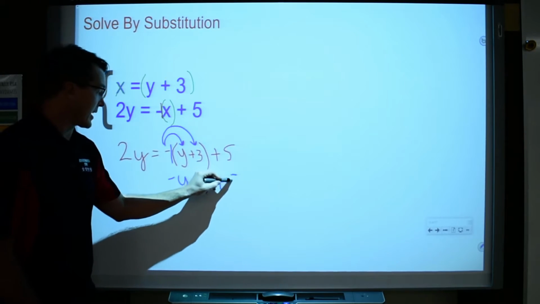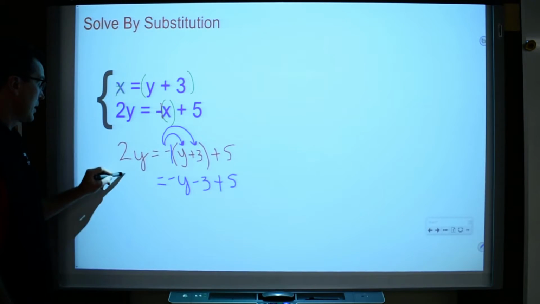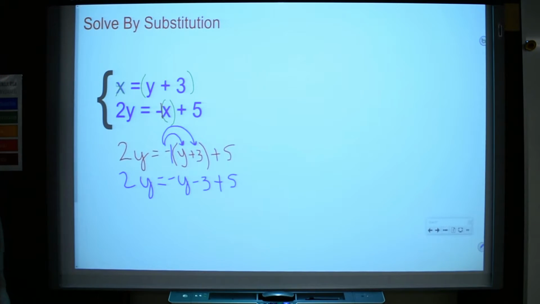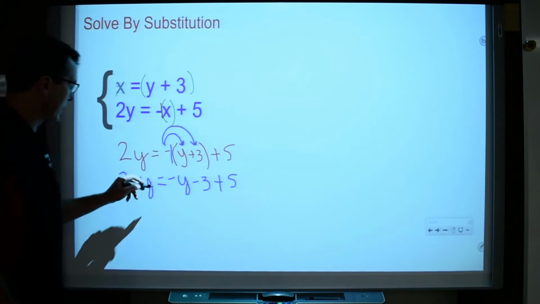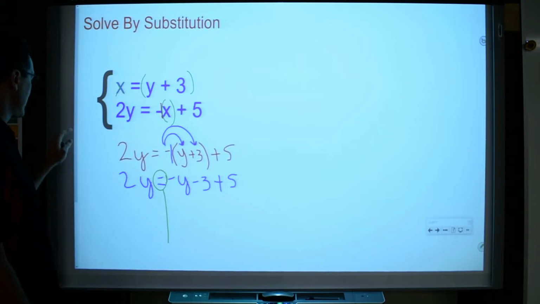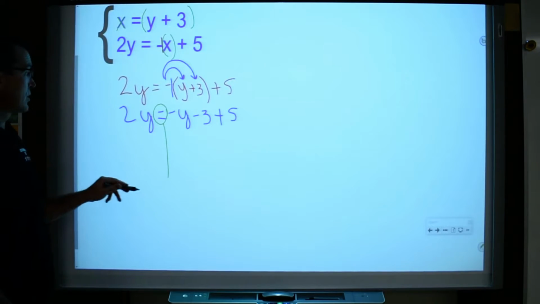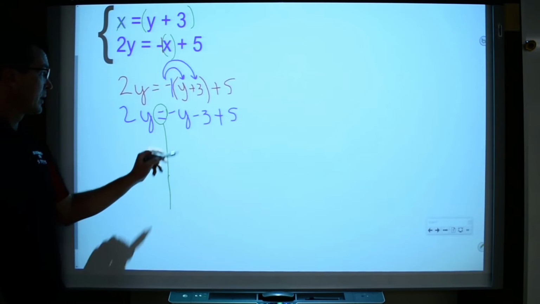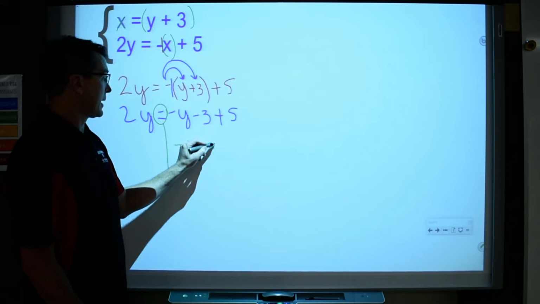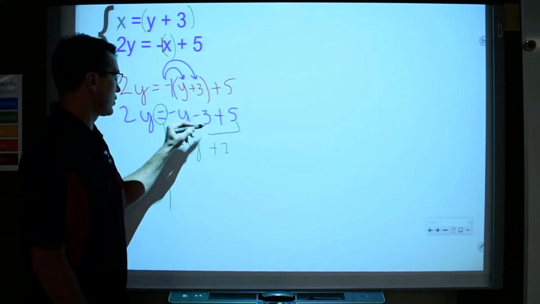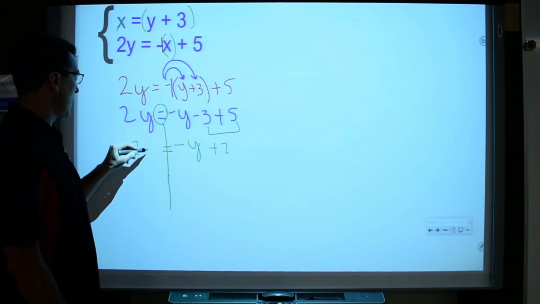Now I can drop the signs. I get 2y equals negative y minus 3 plus 5. And now this is sort of a nightmare of a problem because you got variables on both sides and I still have stuff I need to simplify. So let me start off by simplifying. Negative 3 plus 5 is 2, so that gives me negative y plus 2 because I added these two terms together, equals 2y.